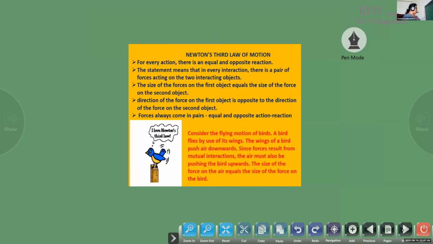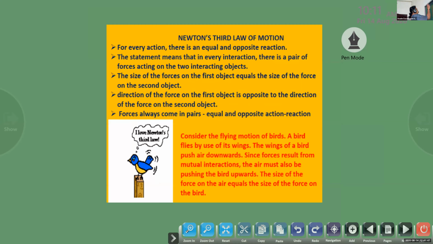So we come to Newton's third law of motion. For every action, there is an equal and opposite reaction. So the first important point is, for every action, there is an equal and opposite reaction. Second significance is that there is a pair of forces acting on two objects. As we said, in the case of rocket launching, there are two objects. One is the rocket, another is the fuel which is filled in it. So there is a force exerted on the rocket, and an equal and opposite force pulling backward.